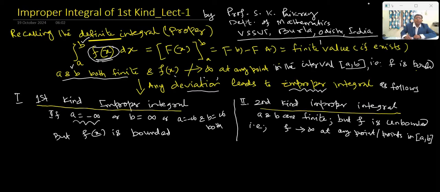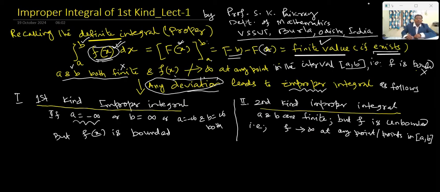Suppose the integration of f(x) is capital F(x). Then the integral is F of b, the upper limit, minus F of a, the lower limit, and this will be a finite value. You evaluate the integral this way only when the integral exists. So any deviation from this, meaning either the limits are not finite or the function is not bounded, will lead to an improper integral.